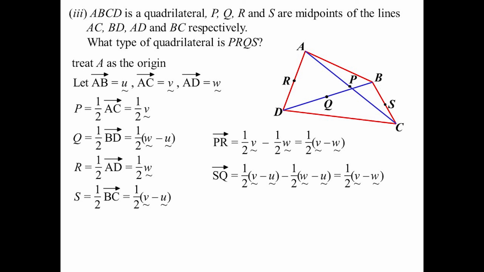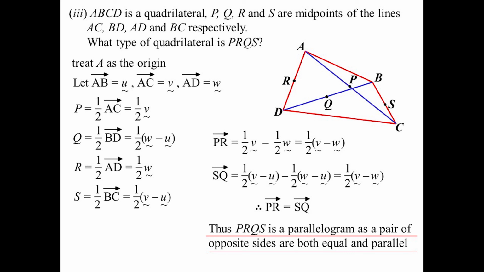Hang on a sec. That's the same vector as PR. So we now know that PR and SQ are the same vector. So if they're the same vector, they're both equal and parallel. And you may recall that's one of our proofs of a parallelogram. So it must be a parallelogram. We've got opposite sides that are equal and parallel.